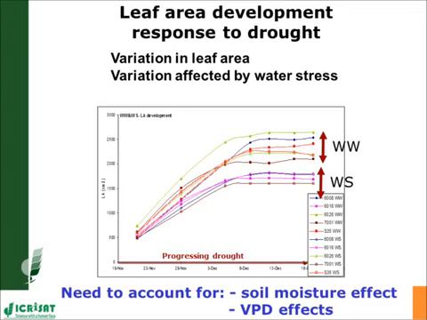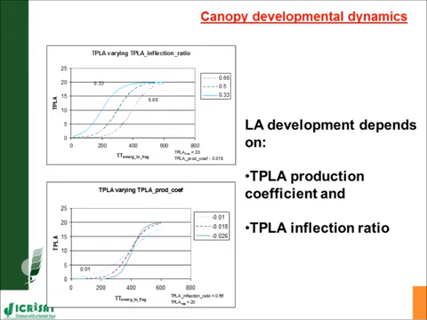So there are really two factors that we need to look at if we really want to capture the genetics of leaf area development. What are the inherent properties, and how does it respond to VPD, how does it respond to soil moisture? So there are two coefficients we measure here. It's really what we call the total plant production coefficient, and here an inflection ratio that would reflect basically the speed of early development of the canopy.